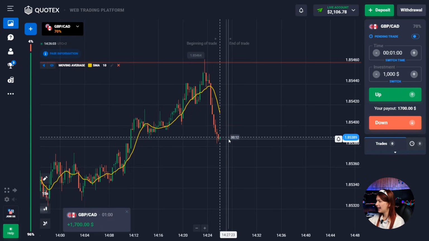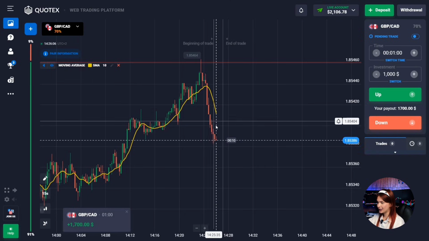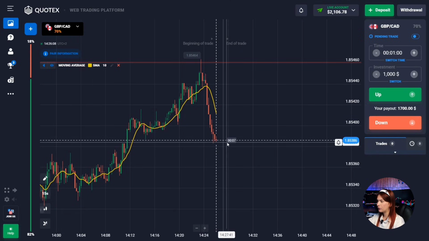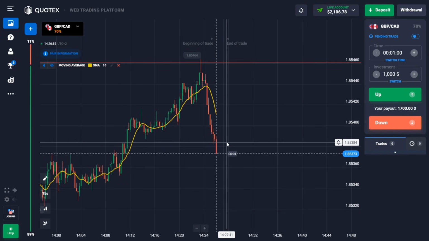Okay guys, that's great. As you can see, the price really continued to move down and we got the profit here. We managed to work with you on this downward movement. Guys, as you can see, in most cases trading situations work out well.